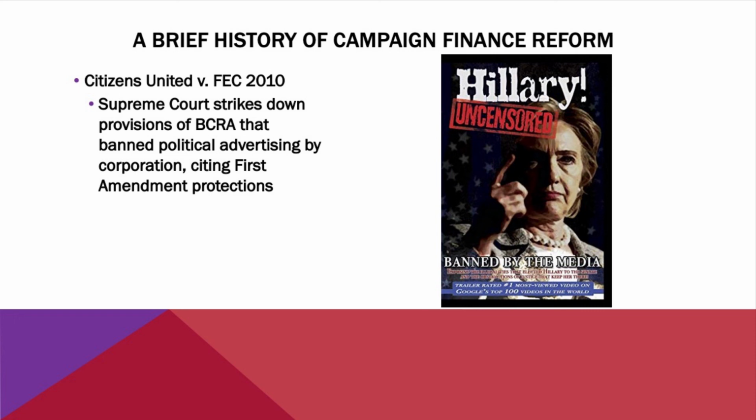So in 2008, a conservative political organization called Citizens United attempted to broadcast a lengthy political advertisement critical of Democratic presidential candidate Hillary Clinton, called Hillary the Movie. A documentary funded through corporate and individual donations was set to air during the primary phase of the presidential election, but was blocked by the FEC. However, in Citizens United versus the Federal Election Commission 2010, the Supreme Court struck down sections of the BCRA that banned political advertising by corporations, citing First Amendment protections.